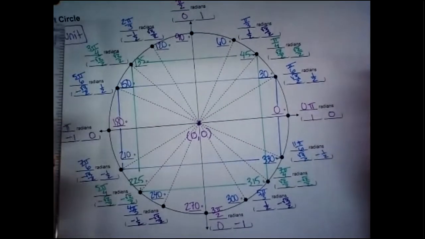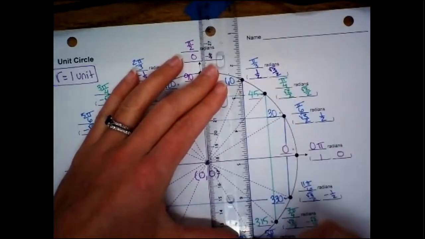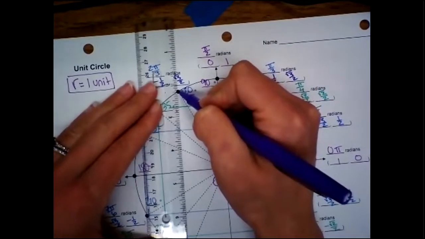And I'm sorry, I guess technically those radians should have been written in purple. It's just easier to go fill them in the whole way around.